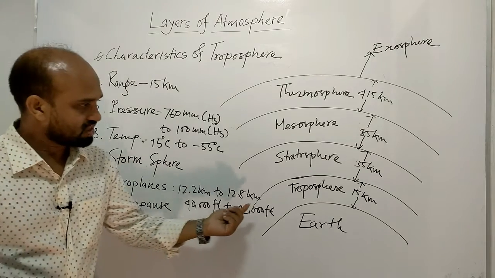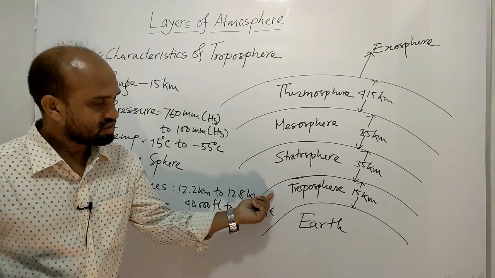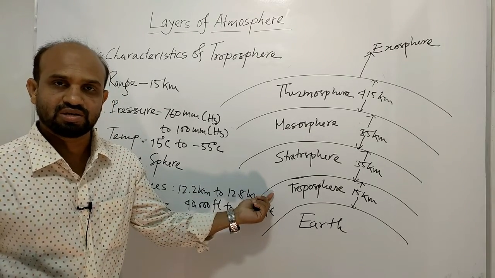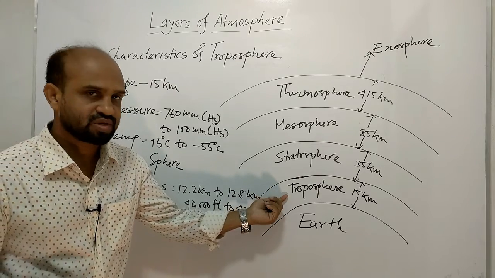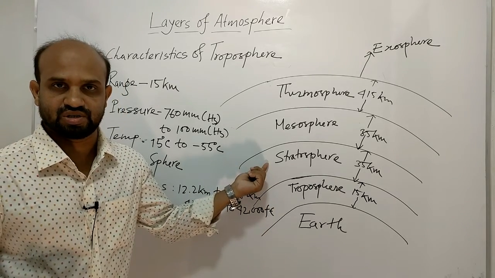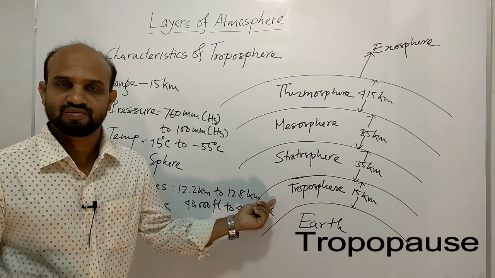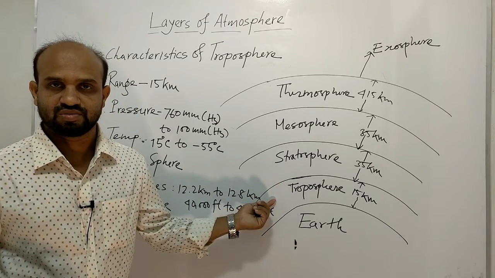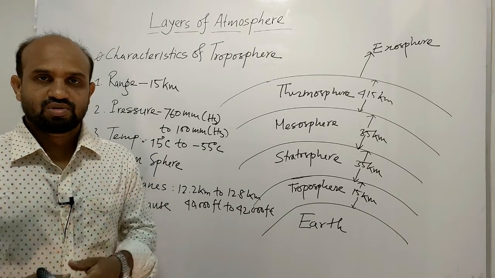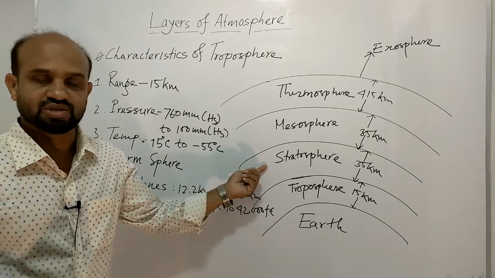There exists a thin aerobic layer between troposphere and next stratosphere. This thin aerobic layer is known as tropopause. Now let's see the characteristics of stratosphere.